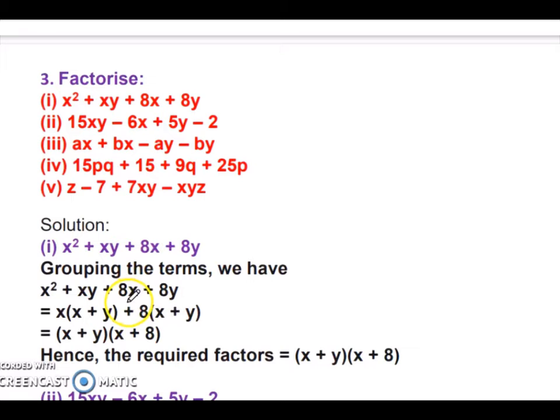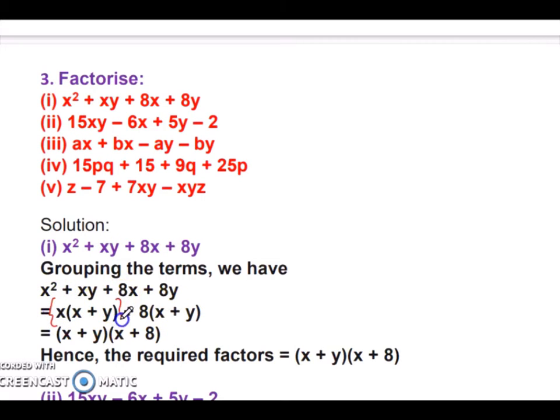But if you group them and try to take something common between two of the terms, then you can definitely find something common. So here you will be grouping the terms, that is x square plus xy together, 8x plus 8y together. Then from these first two terms, x square plus xy, you will take x common. You will get x bracket x plus y. Plus 8 will be taken common between the next two terms, so you will get 8 bracket x plus y.